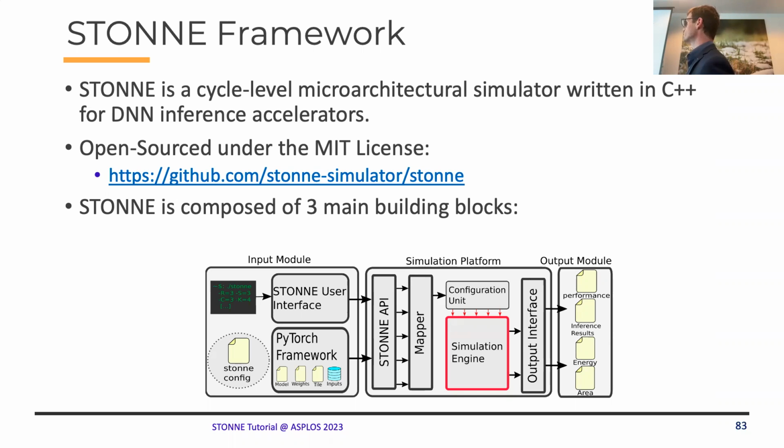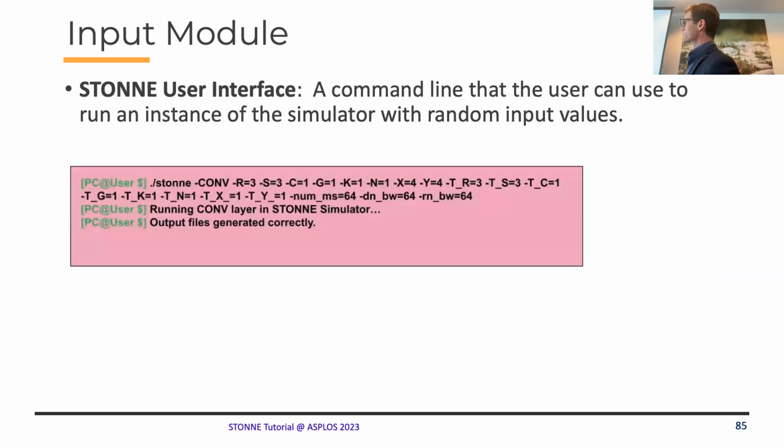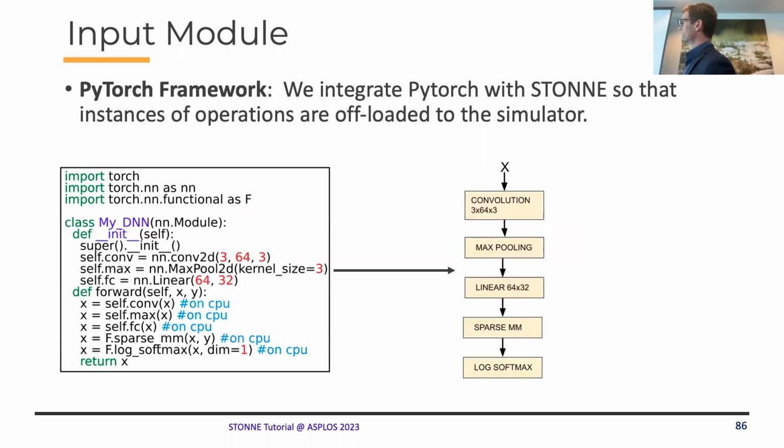And finally, the output module, in which we report all the data related to the simulation: the simulation output, performance, inference results, energy, and area. So this is the prompt with the command line used to simulate in the input module, the STONNE user interface. At the level of PyTorch, this is how we define a particular DNN model with different layers. We have convolution, max pooling, etc. This can be programmed like this.